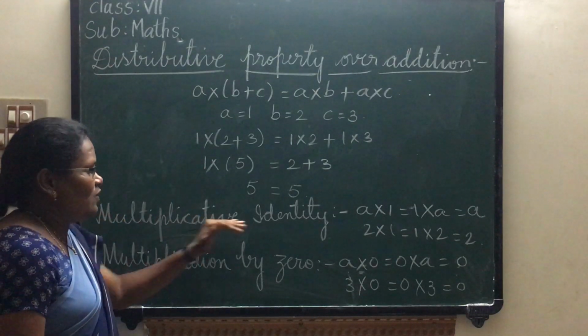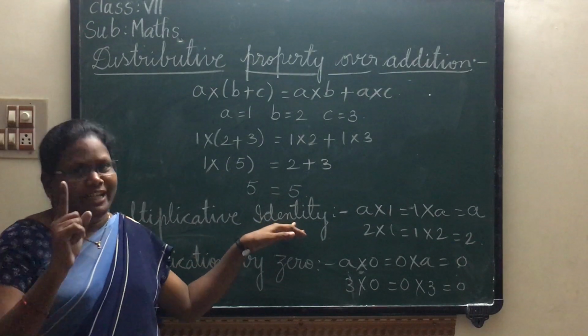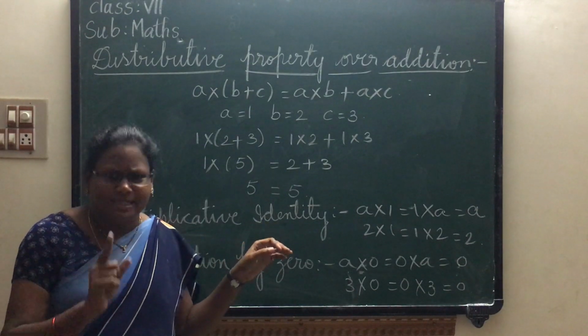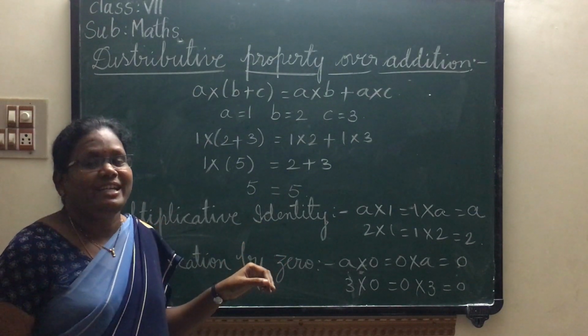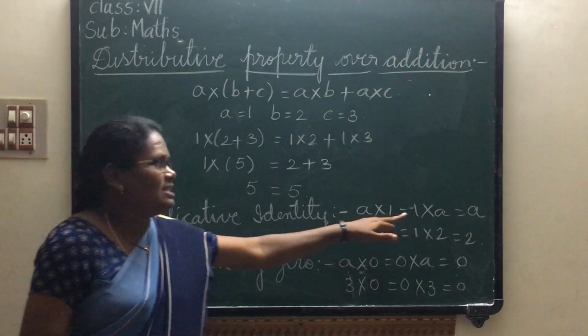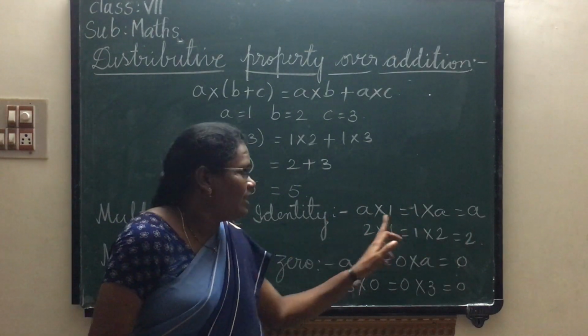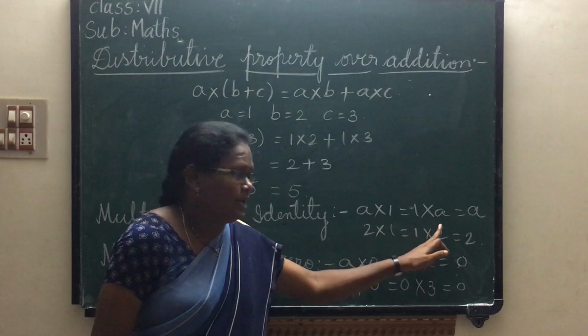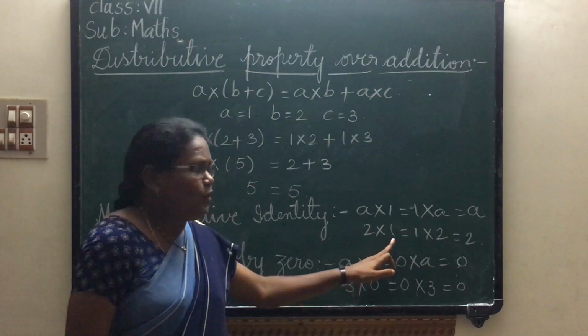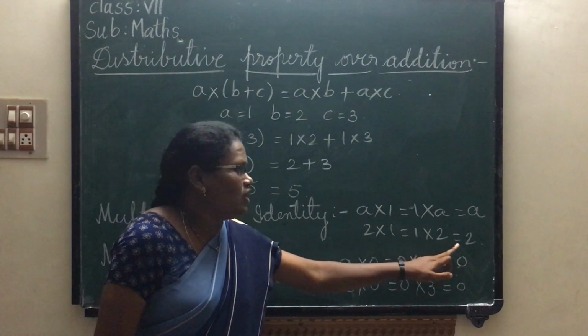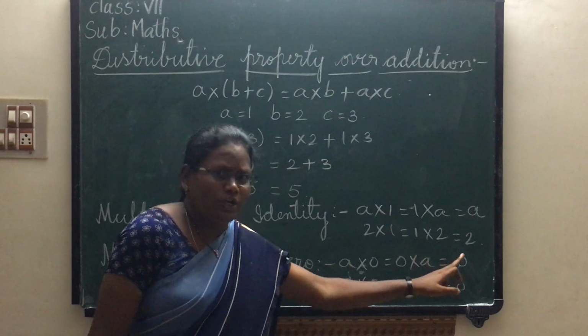Now, multiplicative identity. Additive identity is 0. Multiplicative identity is 1. A into 1 is equal to 1 into A is equal to A. For example, 2 into 1 is equal to 1 into 2 is equal to 2.